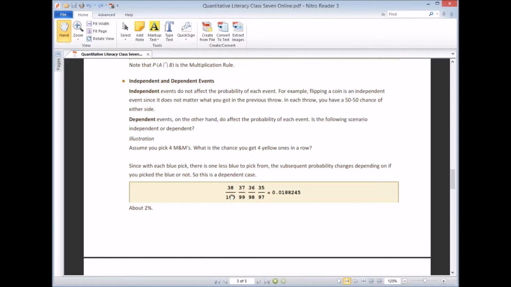So there are 38 M&Ms for the first pick. So 38 out of 100. Assuming that is the yellow, there are only 37 left. But then since I'm not replacing the one that I just picked, the bottom number would be 99. So 36 and 98, 35 and 97, and so forth. So what you do is you multiply all these out, and you get 0.0188245. So it's about 2% chance that I get 4 yellows in a row. Again, these are dependent events.